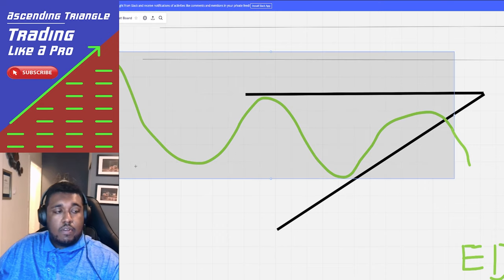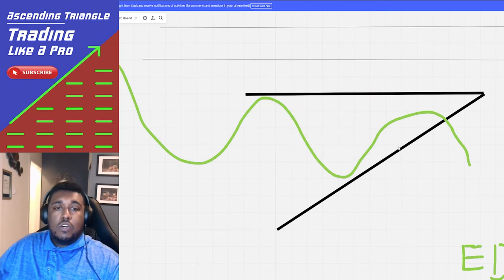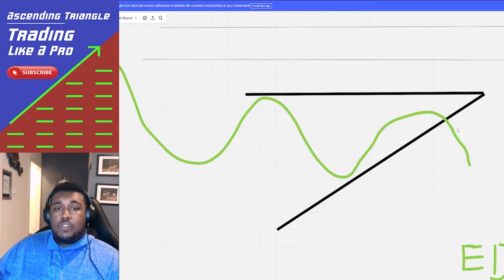Let me see if I can put this right here. Like this resistance level right here, this resistance level right there. It's not a fun time, all right? So these are going to be a little bit more difficult to trade. And what tends to happen here is there's two ways you could buy this. Two ways you can buy this.